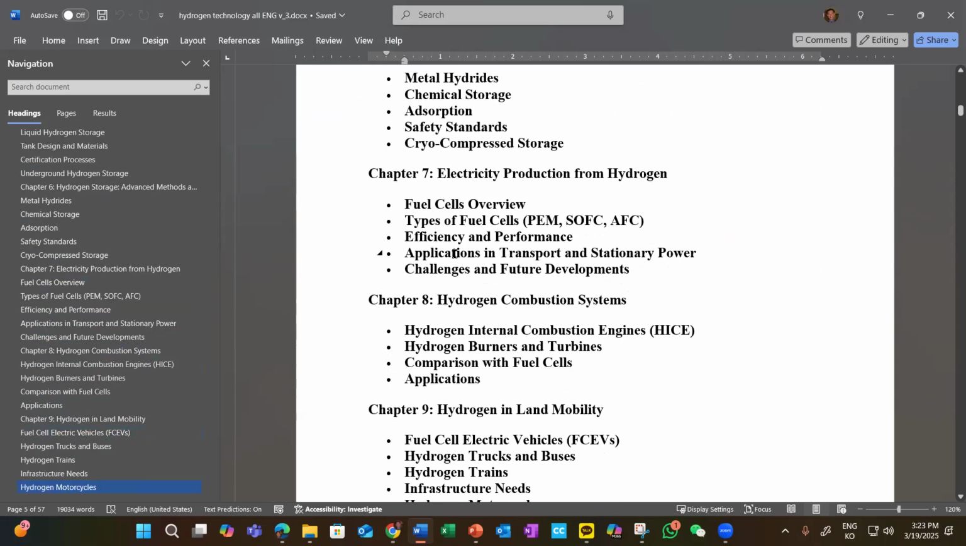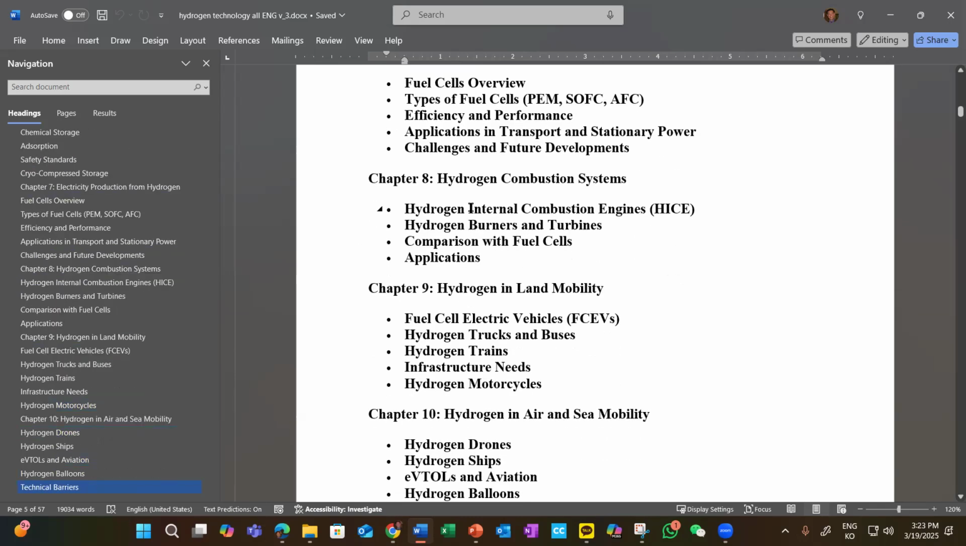And chapter 7 is electricity production from hydrogen, mainly using fuel cells. Overview: there are different types of technology, PEM or SOFC, AFC, and so on. We are trying to improve the efficiency and performance, and also lower the cost related to these hydrogen technologies. And the special chapter is chapter 8, hydrogen combustion systems.